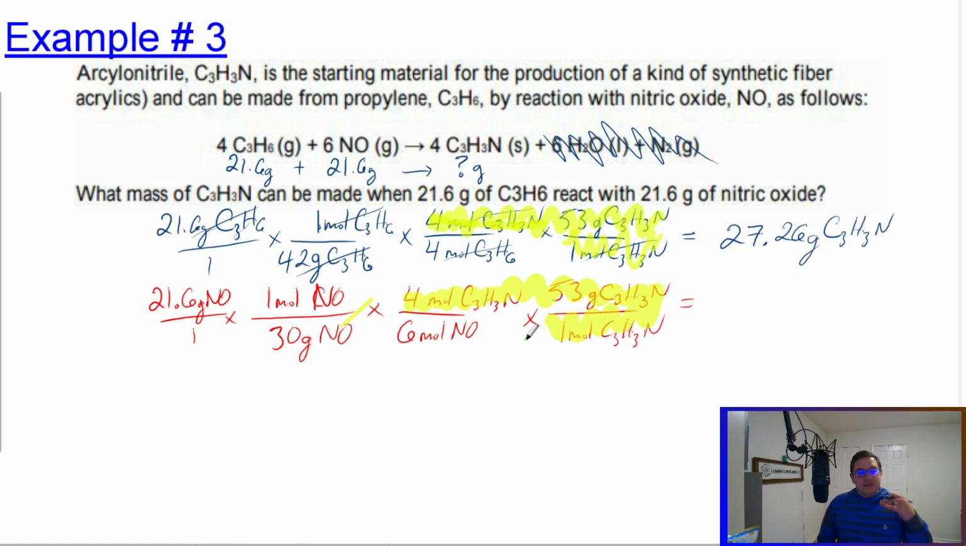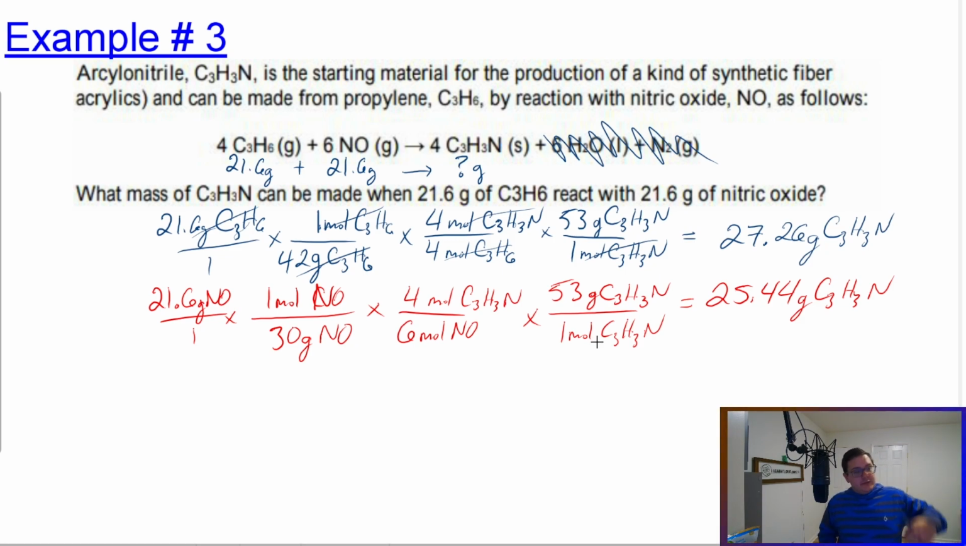Okay? Second thing I want you to notice is that everything is one continuous line. When you're doing stoichiometry problems, since we kind of learn things bit by bit or piece by piece, you might be inclined or really want to kind of do it piece by piece. I just don't recommend it. But in any case, 21.6 divided by 30 times 4 divided by 6 times 53, I get 25.44 grams of C3H3N.